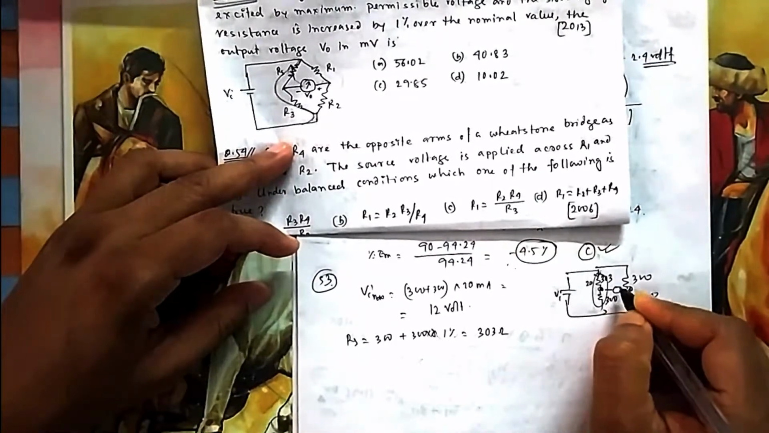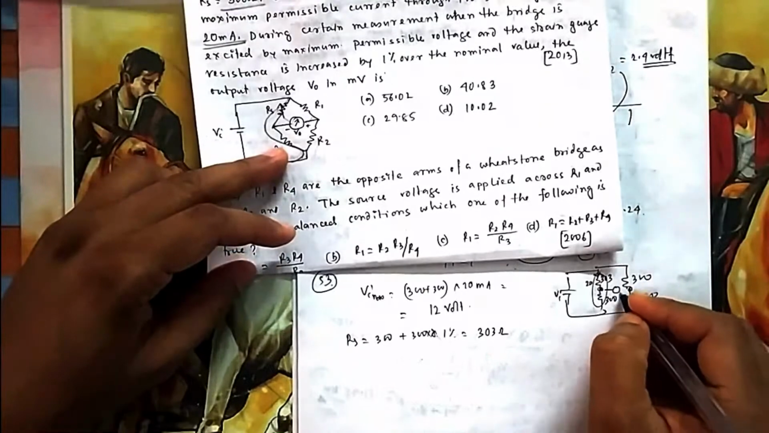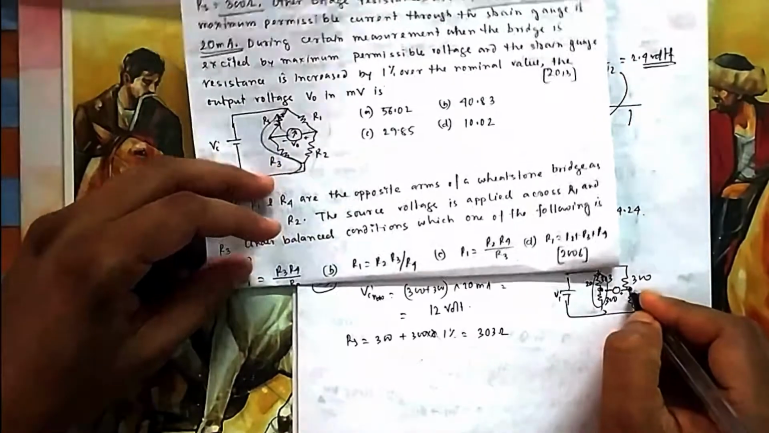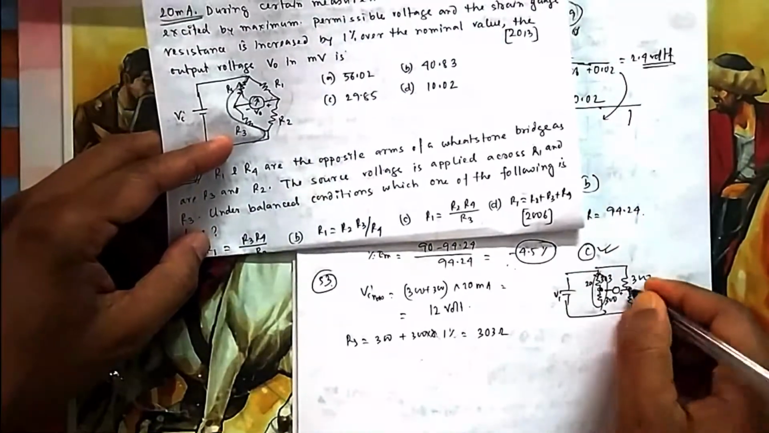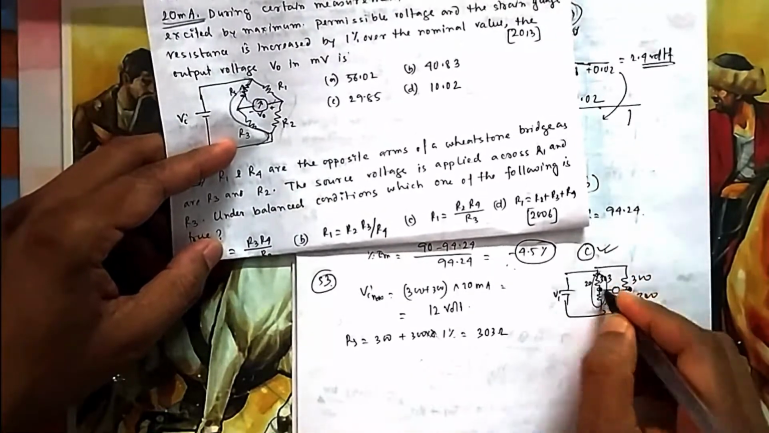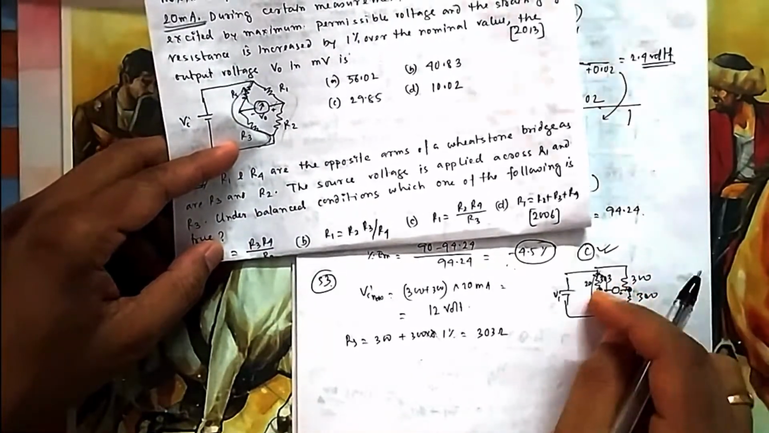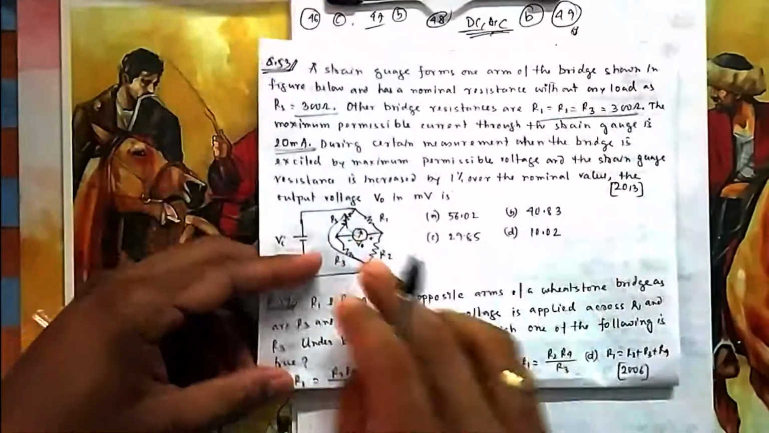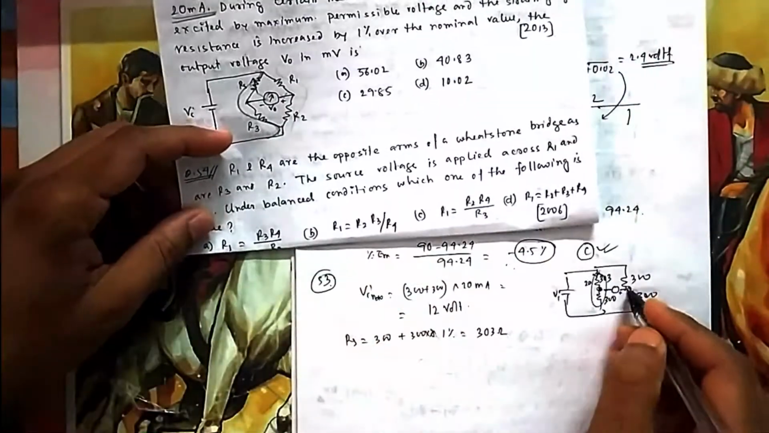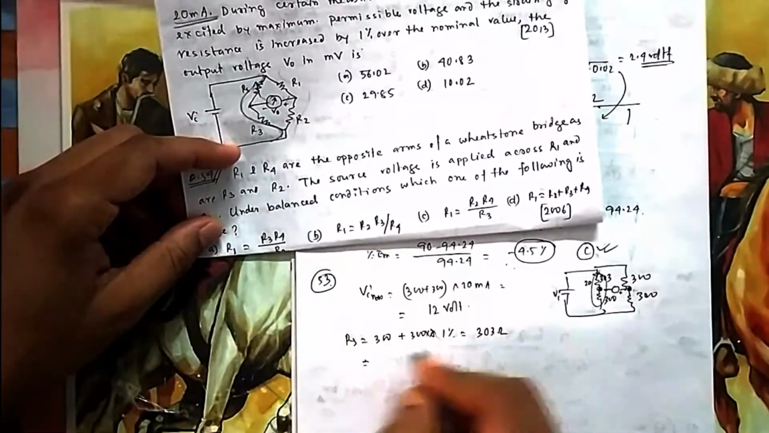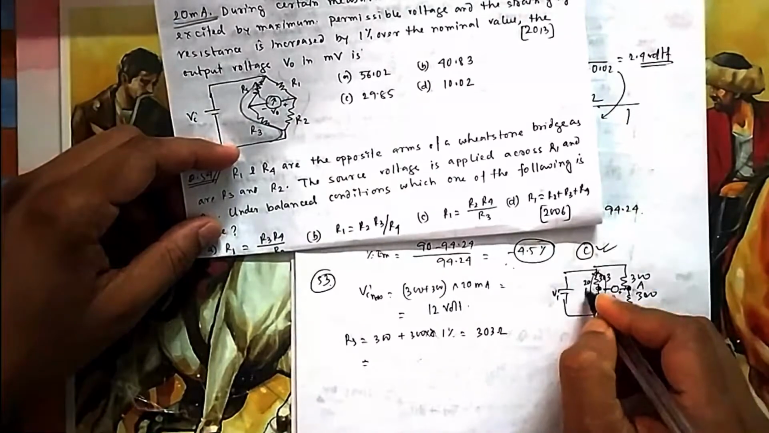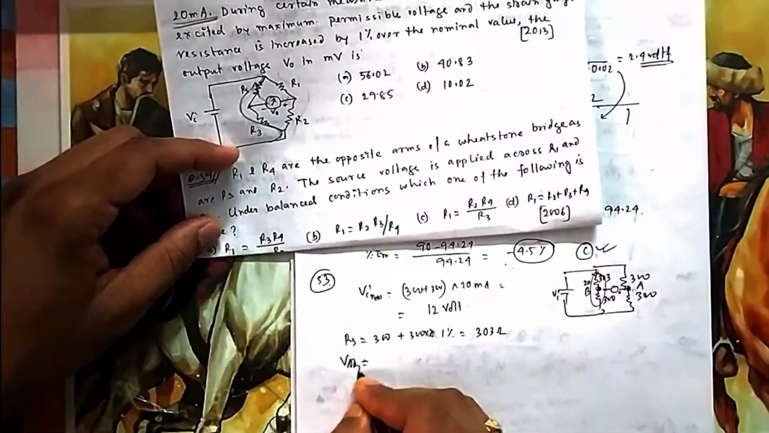Now there is a voltage between them, which side is plus, this side they have given plus, this side minus. So what is the voltage here? You can apply voltage division and find the voltage here and the voltage here. The difference between these two voltages is the voltage the voltmeter will sense. Suppose this is A and this is B. So VAB is equal to VA minus VB.